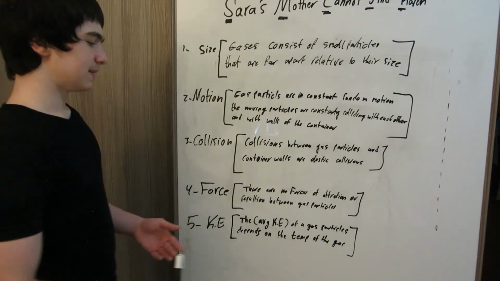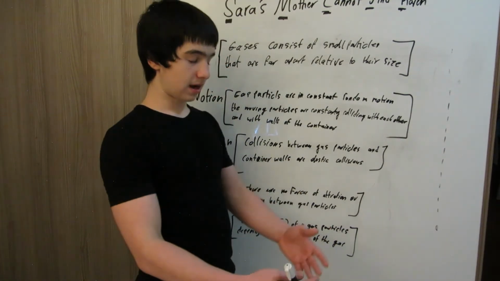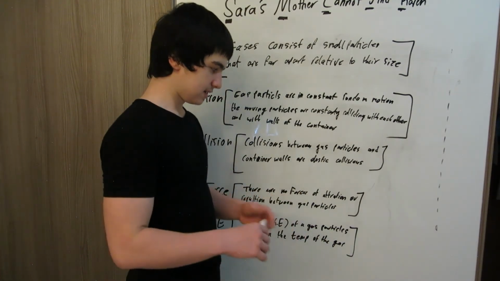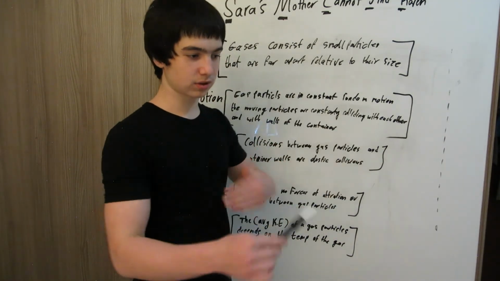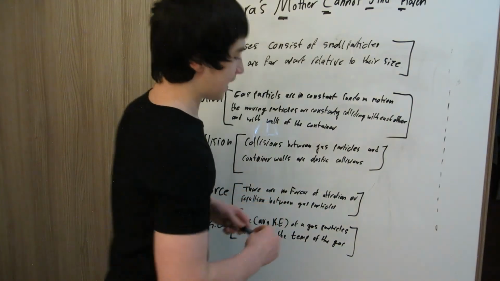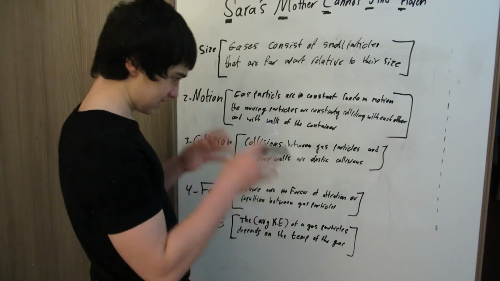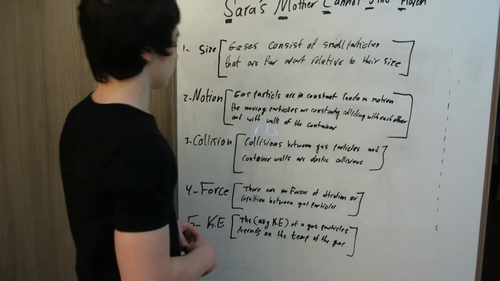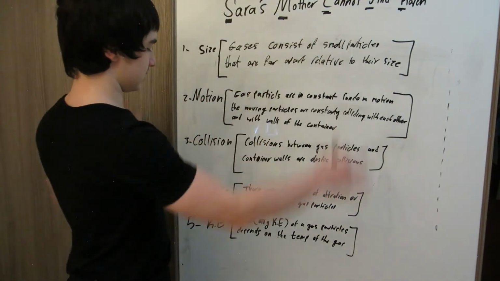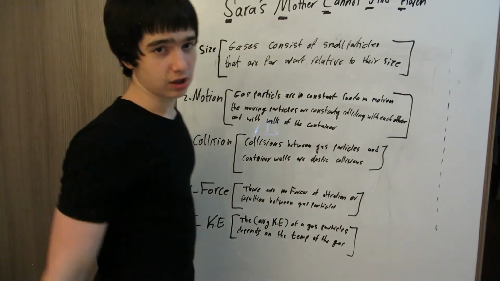What does that mean? It means that the hotter the gas particle is, the faster it's going to move, so the more kinetic energy it has. The colder it is, the slower it moves and the less kinetic energy it has. That's all about the rules of the kinetic molecular theory of gas, which are five rules.